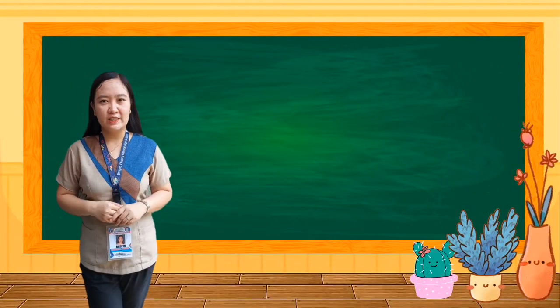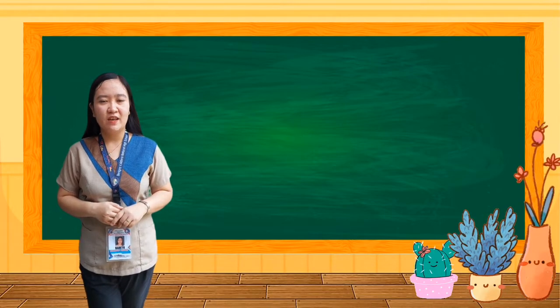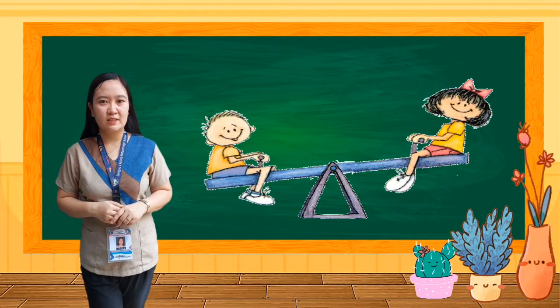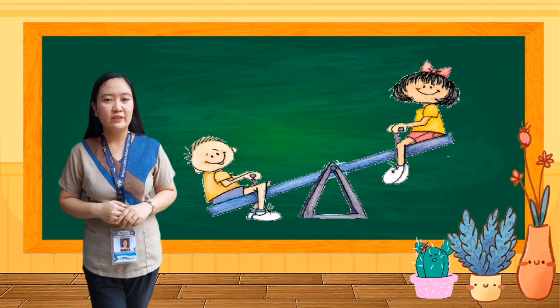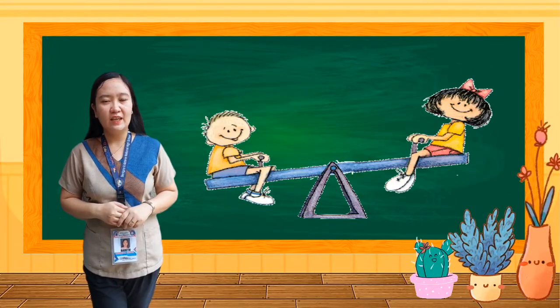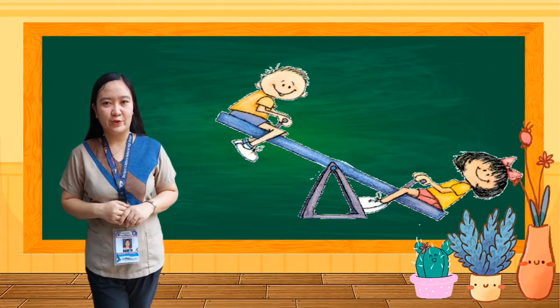To further understand, let's have an illustration. Let's take a look at these two kids. As the boy goes up, the girl goes down, or the other way around. That illustrates an inverse variation.